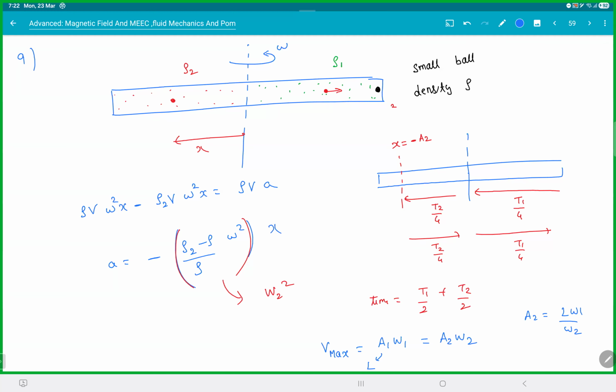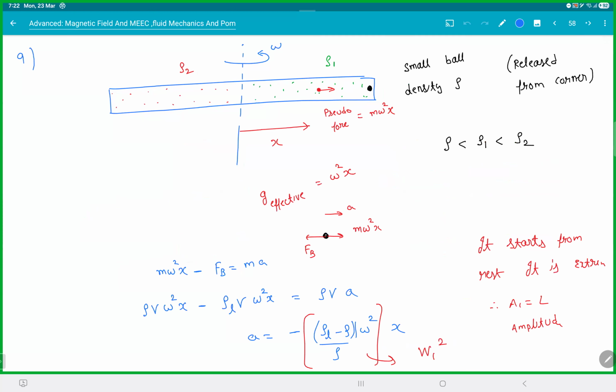So there, you have fluid mechanics, you have SHM, two beautiful questions, and we have circular motion. You can treat the centrifugal force as that.